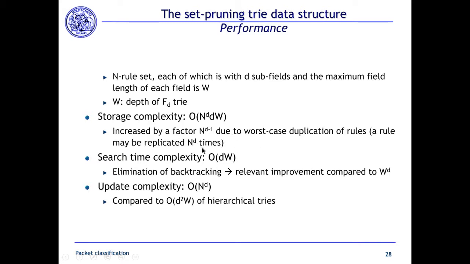Okay? But we gain a lot in terms of search complexity. In the previous case, in a hierarchical tree, it was exponential. Now we have only d times w, where d is the number of dimensions. And this is due to the elimination of backtracking.